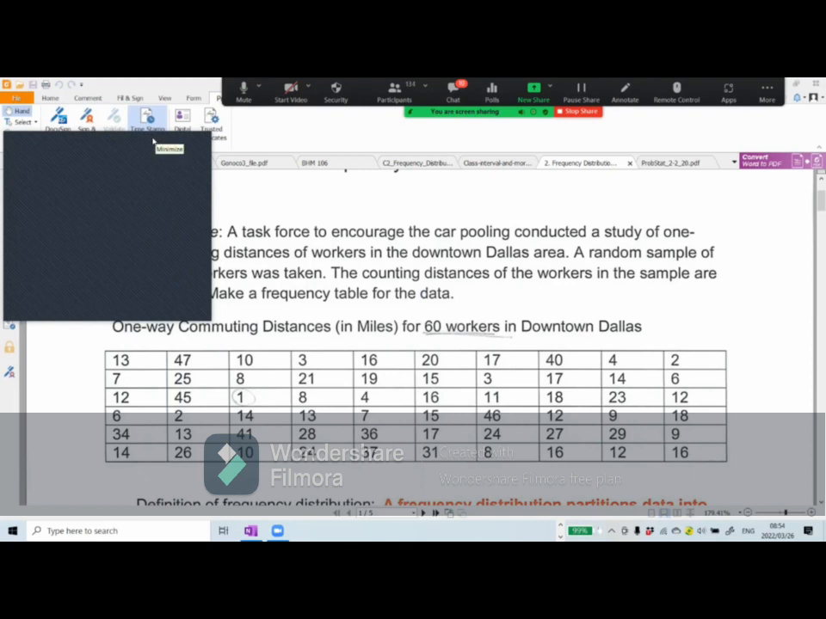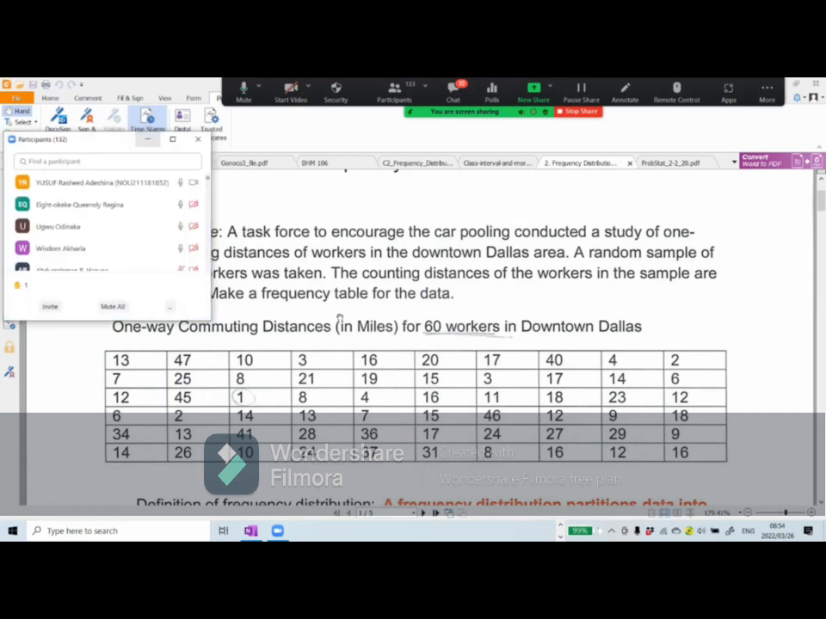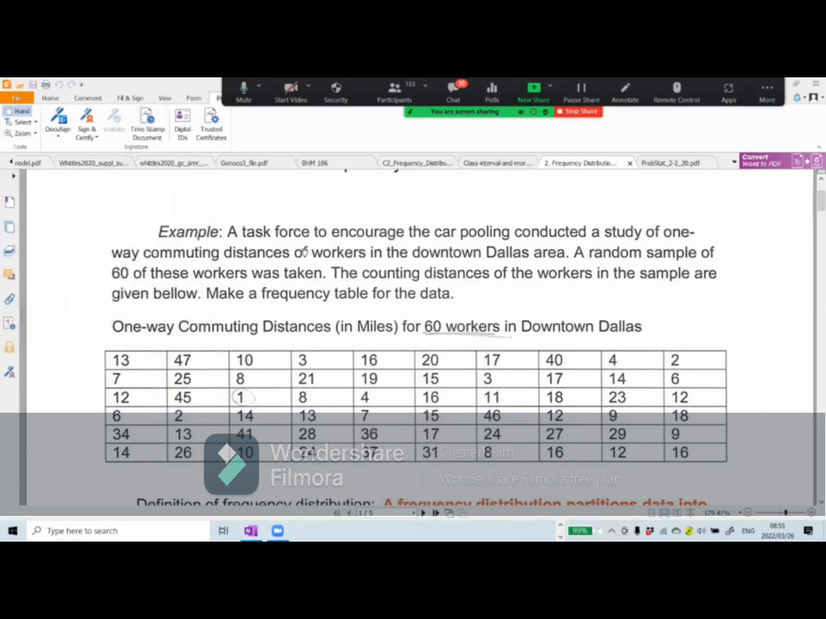Now the question is, did you write the question on top? Oh, we did, sir. No, you did not. Please write the question down. A task force to encourage carpooling conducted a study of one-way commuting distances. Please write the question down.